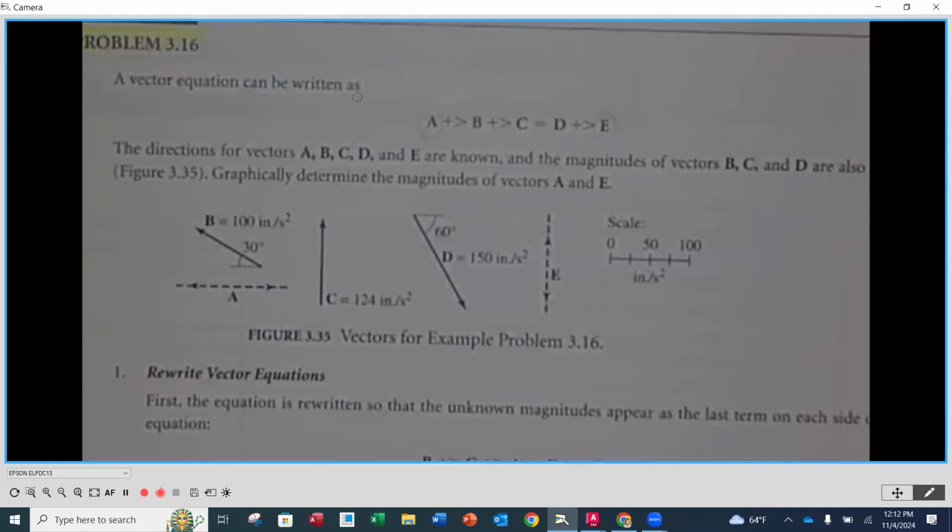Same thing for the E. E is vertically oriented. So we have part of the direction, but we don't know if it's going to be pointing up or down. And we also don't know how long it is or what its magnitude is.